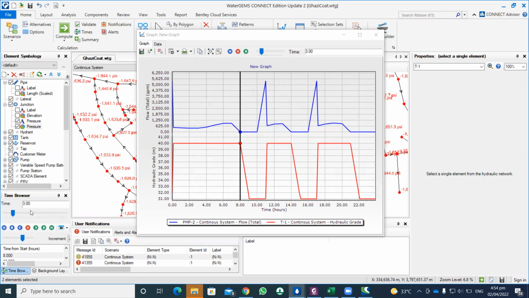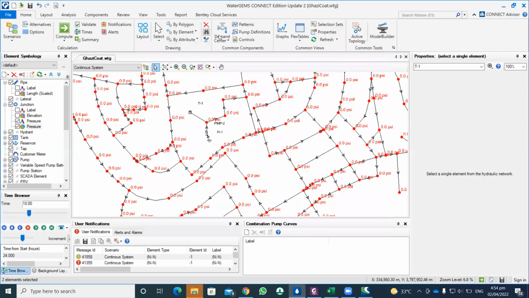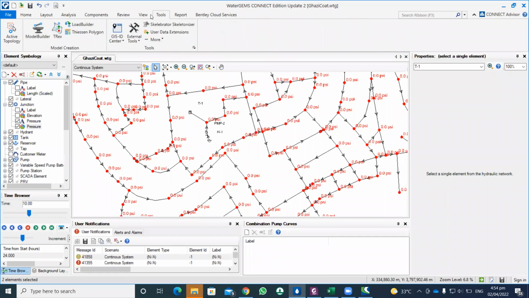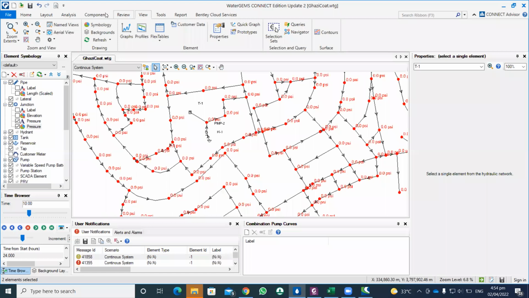So now after 3-4 p.m. the tank starts draining, and then again what is provided to the tank. I also want to show you the system head curve.